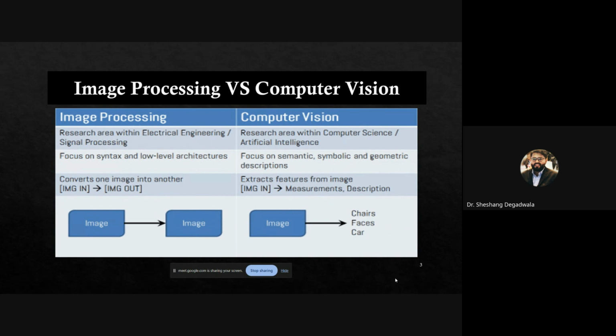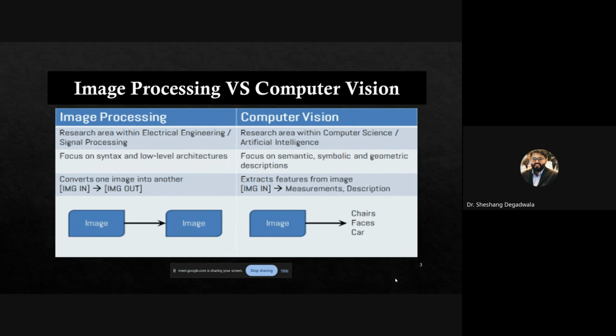If you work in research areas within electrical engineering and signal processing, image processing is used. And if you work in research areas within computer science and artificial intelligence, you are using computer vision. Image processing focuses on syntax and low level architecture, and computer vision focuses on semantic, symbolic, and geometric description.